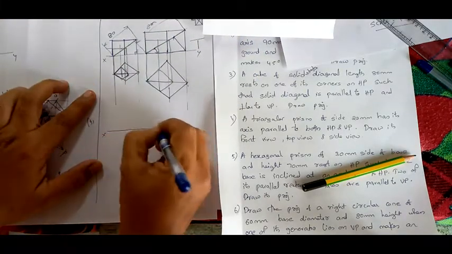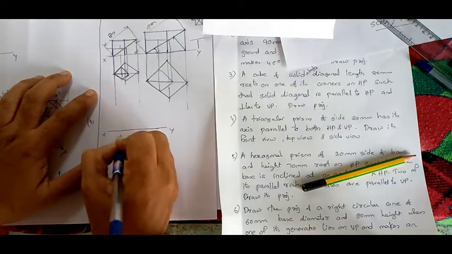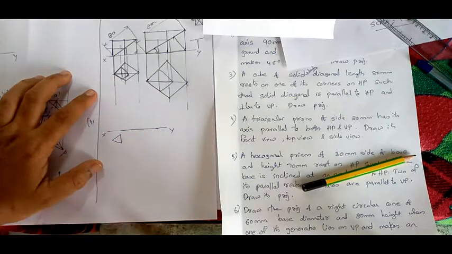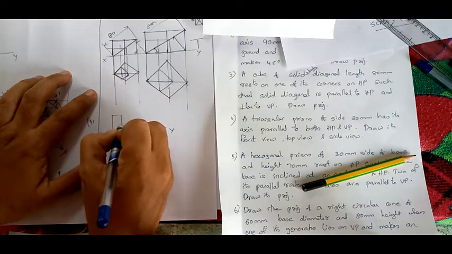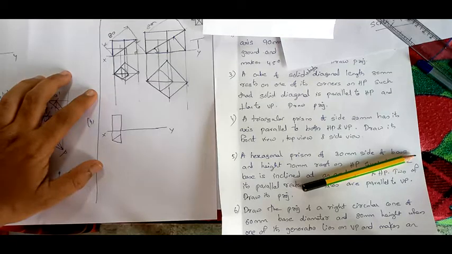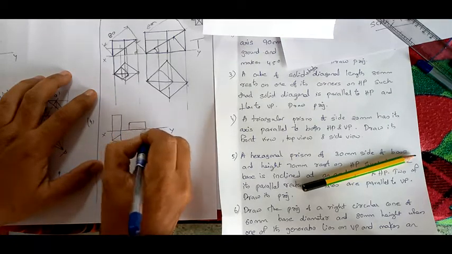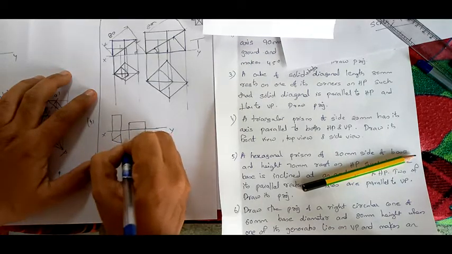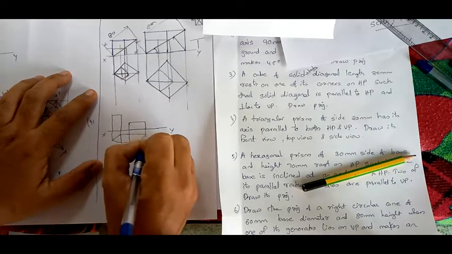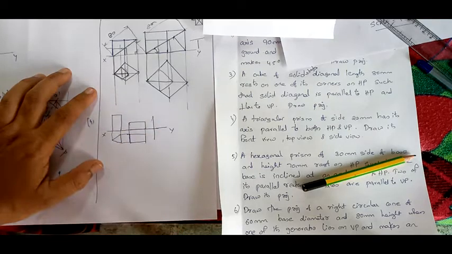So draw the xy line. Now your top view will be like this. Now project and find the front view, this will be your front view. Now what you have to do, rotate and make this parallel. Now you have to find the corresponding view here. This is your front view and top view, and you have to draw the side view also.